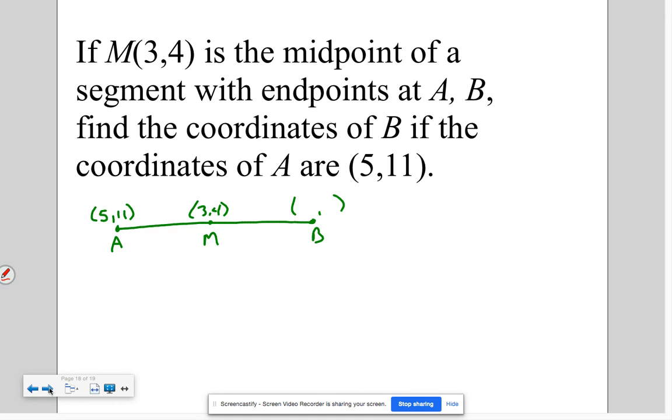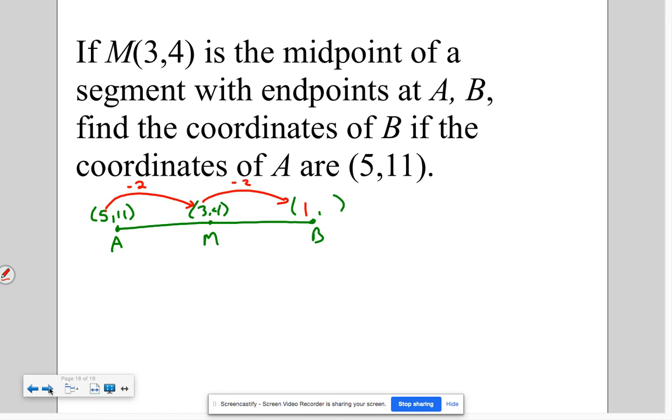So look at your x values in A and M. To go from 5 to 3, I'm going to move 2 units negatively. Well, if this is the midpoint, I know I'm 2 away, so I need to move another 2 units to get to my B x value. But because I moved negatively, I've got to move negatively again. So 3 minus 2 is 1.